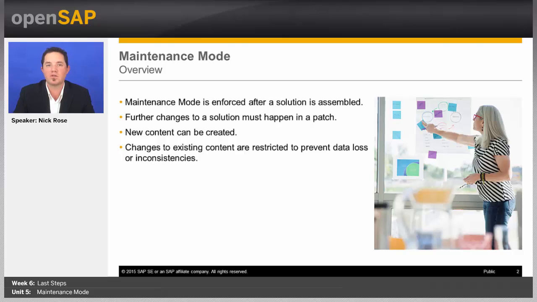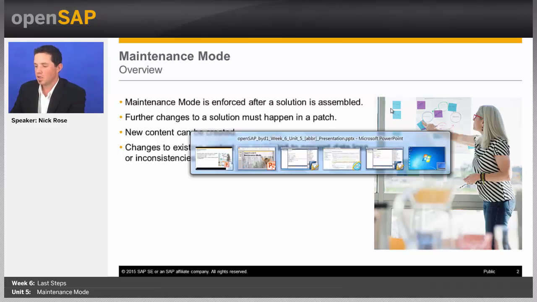You can always generate all kinds of new content, and you're not stopped from changing existing content, just some changes are restricted. The reason it does this is to make sure that you don't cause any inconsistencies in tenants, and that you don't have any kind of data loss. That would be really bad if, in our production tenant where we've been running our solution, we go to deploy a change and something happens to that existing data. Maintenance mode helps us out by restricting this.